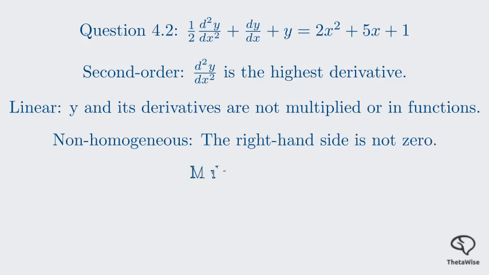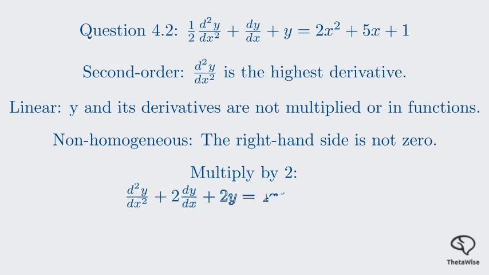Before we start solving, let's simplify the equation by getting rid of the fraction. Multiplying the entire equation by 2 gives us the second derivative, plus 2 times the first derivative, plus 2y equals 4x squared plus 10x plus 2. This is easier to work with.